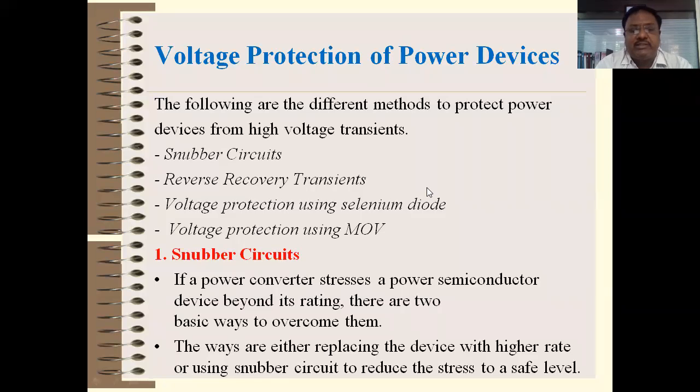These protection devices are very important. If you see the question papers of the last three to four years, this is I think the fourth time, you will definitely find that there is at least one question on voltage protection, right? The question may be asked on selenium diode, or on snubber circuit, or on crowbar circuit, and so on. So these are very important topics from unit number two.